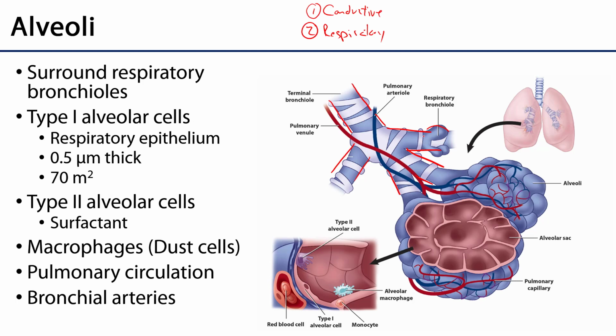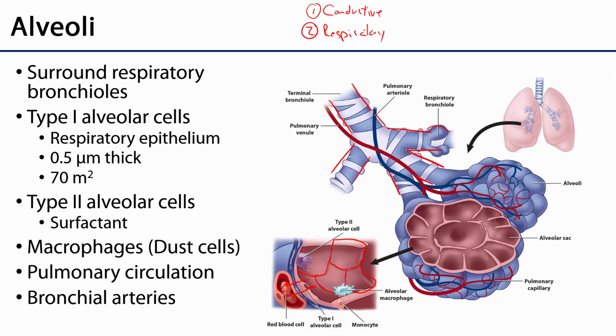These alveoli are comprised of two distinct types of cells. There are Type 1 alveolar cells, which are simple squamous epithelial tissue. So these are very flat, round, shield-like cells. And these are the cells which comprise the respiratory epithelium. These are the cells across which we are going to have gas exchange in and out of the capillary beds.